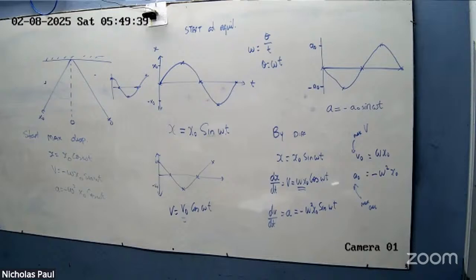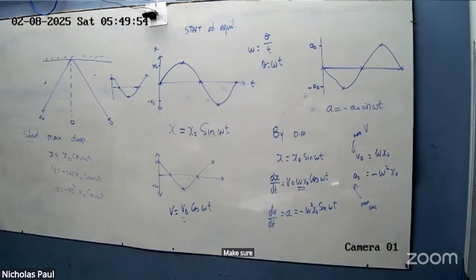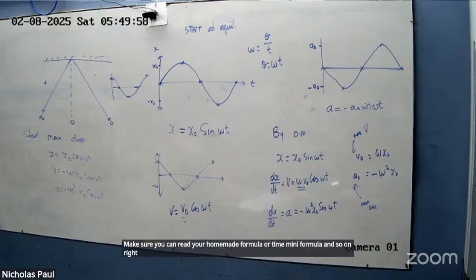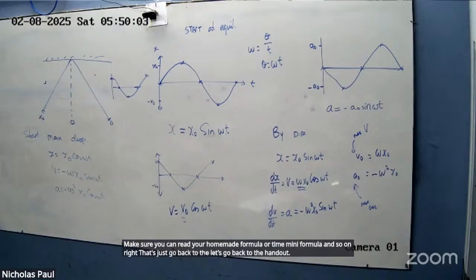Right, so please remember, for maximum displacement, what the formulas look like, what the graph looks like, and for the starting equilibrium position, right? Make sure you can read off omega in the formula or time in the formula and so on, right? Let's go back to the handout. Pay attention.